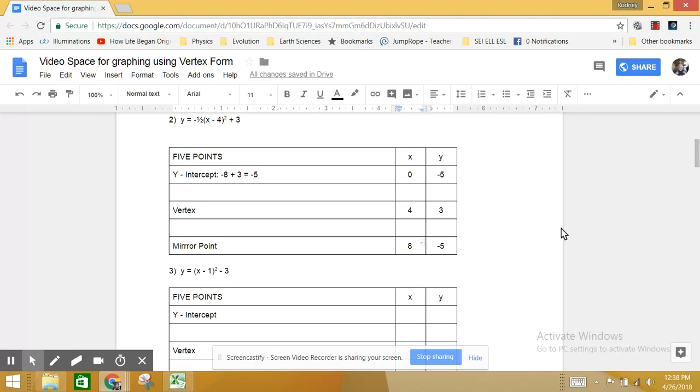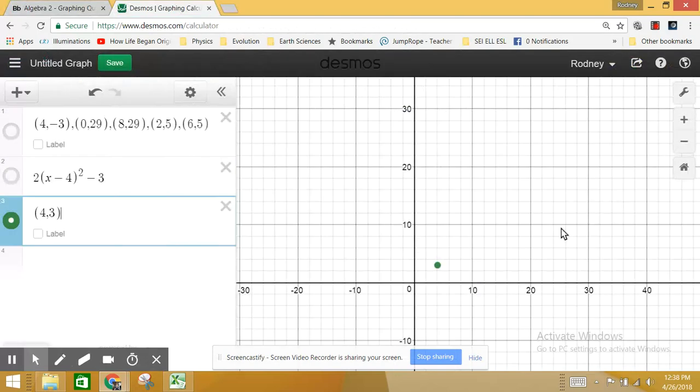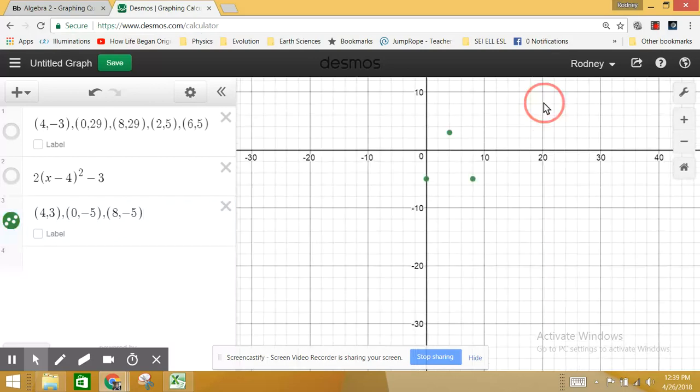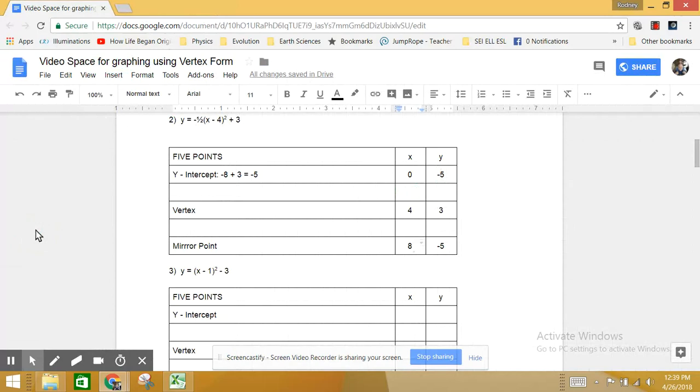Let's go ahead and plot those. 0, negative 5, and 8, negative 5. Now, you might notice that this is shaping up to be a downward-facing parabola, which is what I expected. Okay, I am now going to put labels on those points. You can see them there. And now we will figure out a couple points in between.